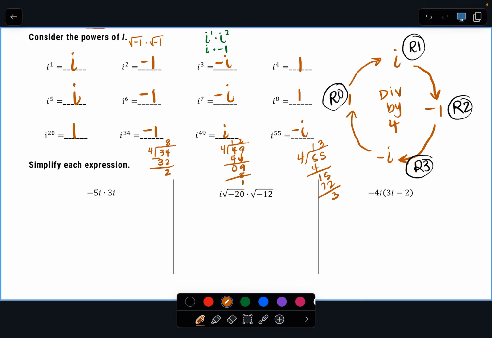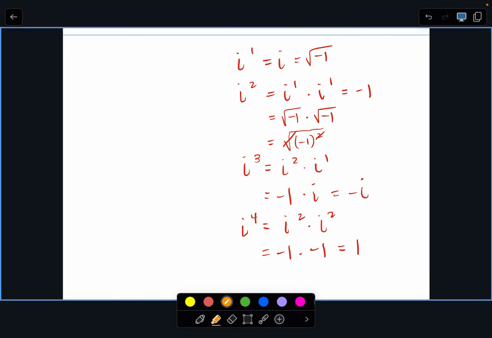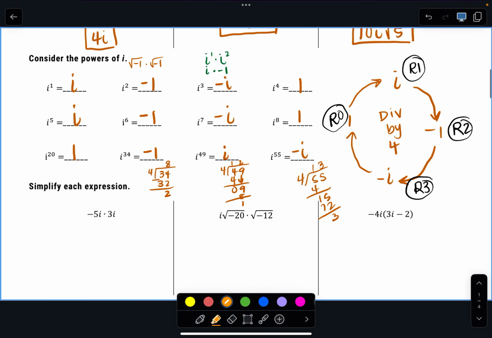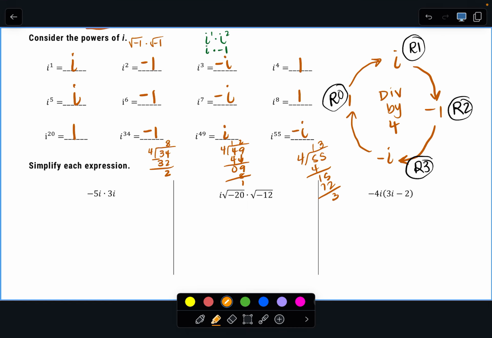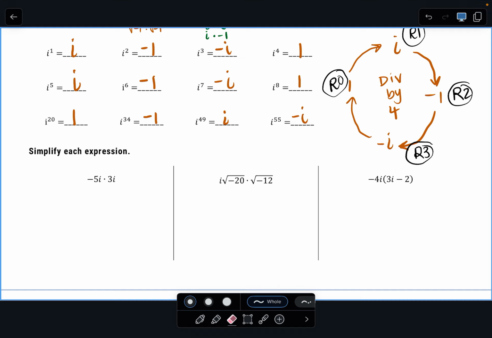Now, here's a little thing, because you're going to ask me this when we come back from Thanksgiving break. This chart is not on your test. If you do not know this chart, you can always do what we did and break it down and figure out which one is which. But it's in your best interest to just memorize it. It's a pattern. You just have to know the first 4. That's all you've got to know.